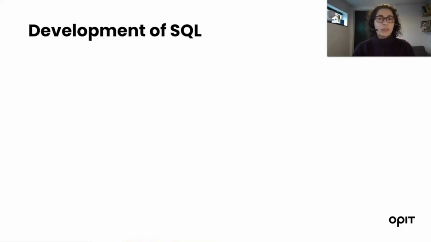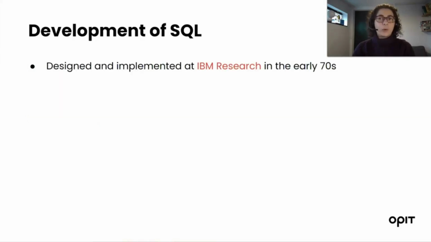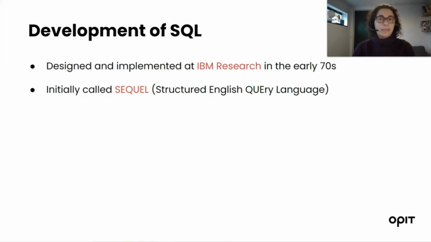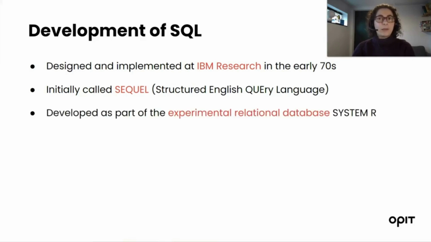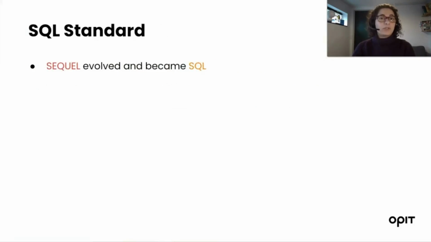As we have mentioned in previous lessons, SQL was designed and implemented at IBM Research in the early 70s. Since then, the language is not IBM's anymore. There are many implementations of various companies. Initially, the language was called SEQUEL, standing for Structured English Query Language, and that was developed as part of the experimental relational database system System R. Then SEQUEL evolved and became SQL, which stands for Structured Query Language.